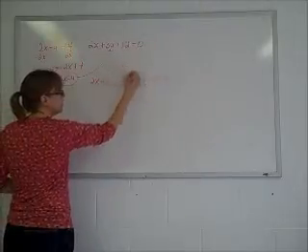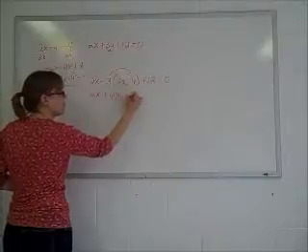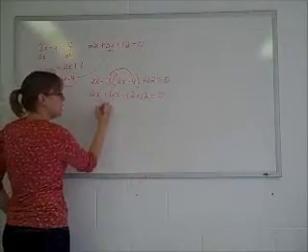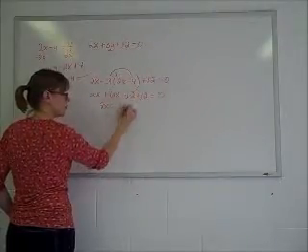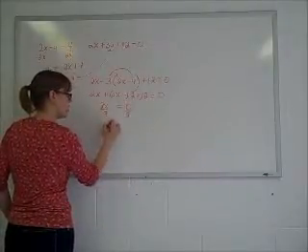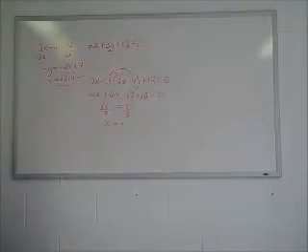Start with distributing. 2x drops down, plus 6x minus 12 plus 12 equals 0. I have 8x. The minus 12 and the plus 12 cancel out. So 8x equals 0. Divide by 8. x equals 0. So far I know half of my intersection point, the x value is 0.